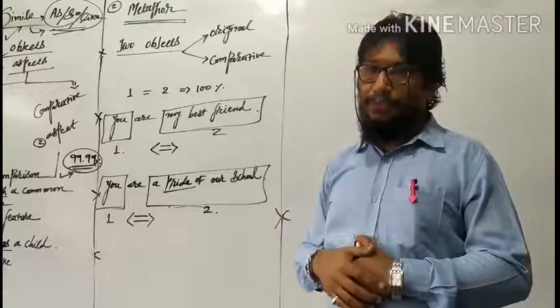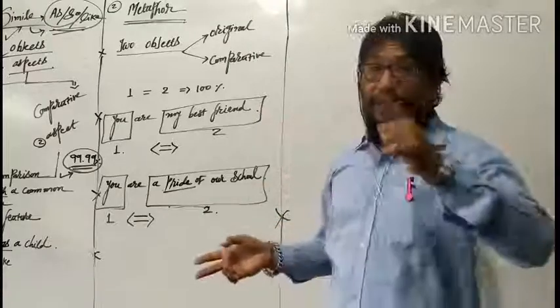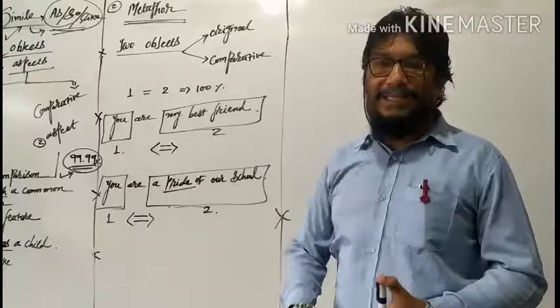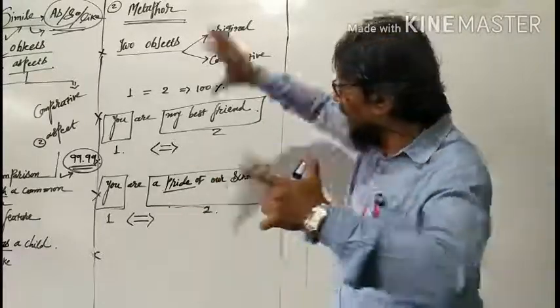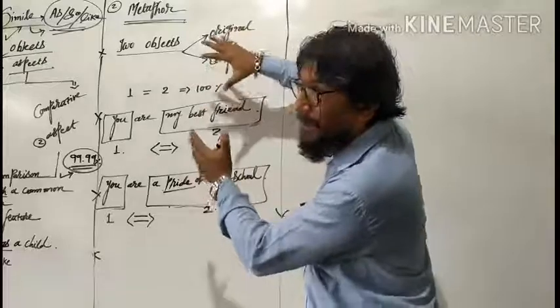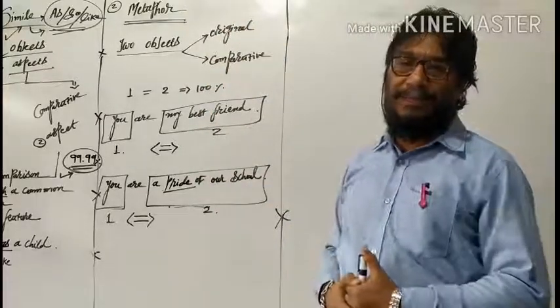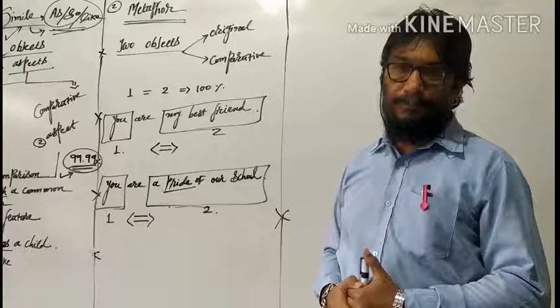One more thing I'll tell you. Metaphor is also known as implied simile. Why is it so? Because simile is 100% implied over here, and so metaphor is also known as implied simile. Got the idea?